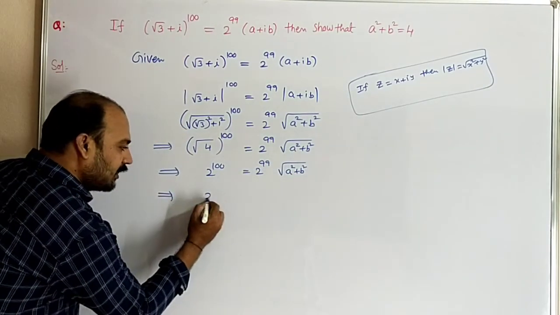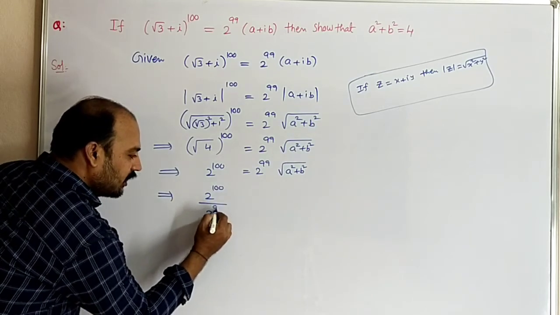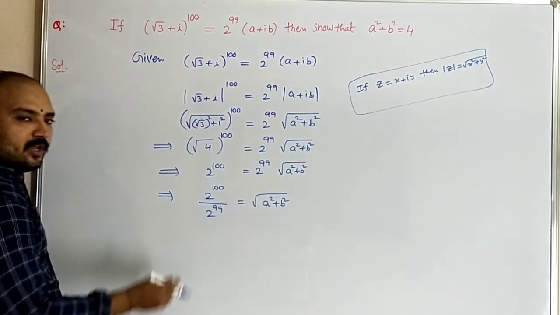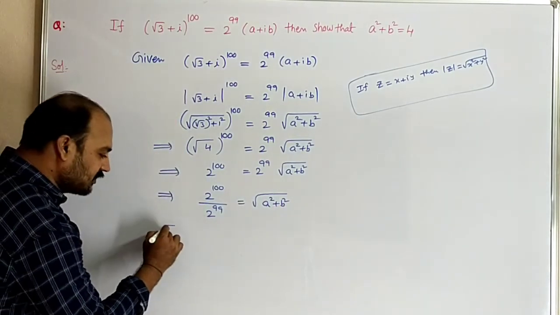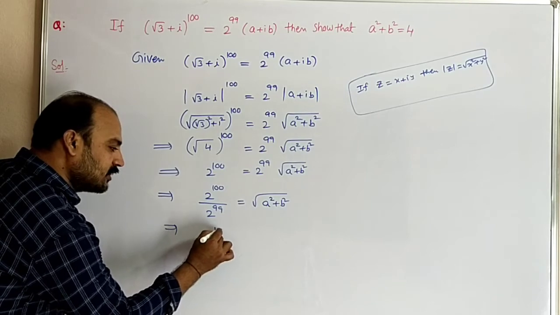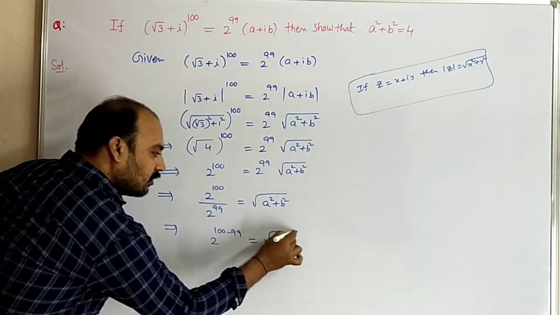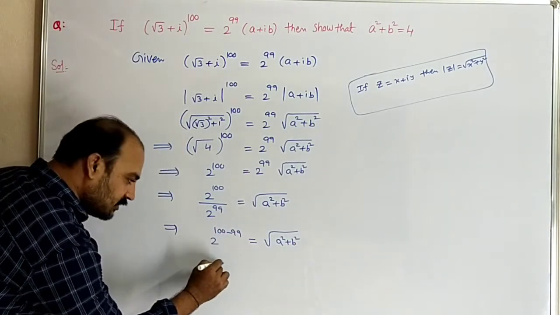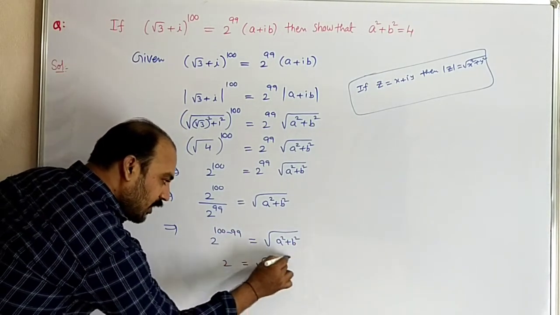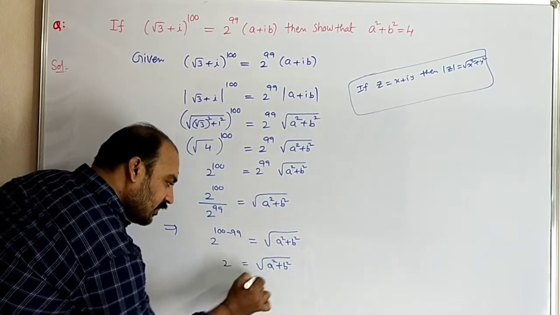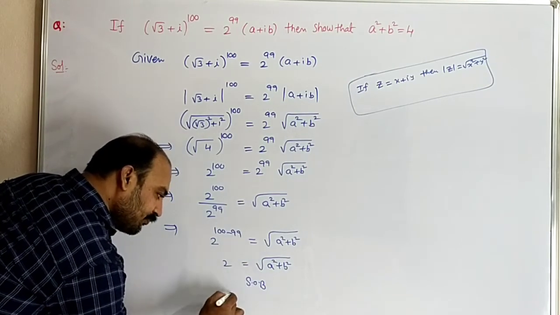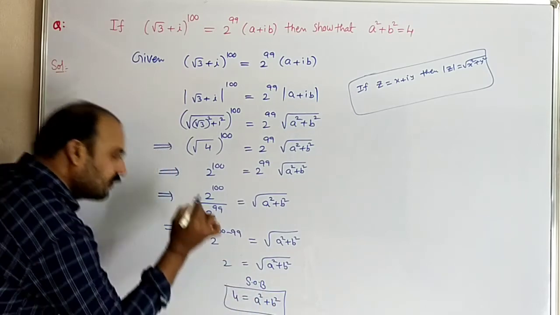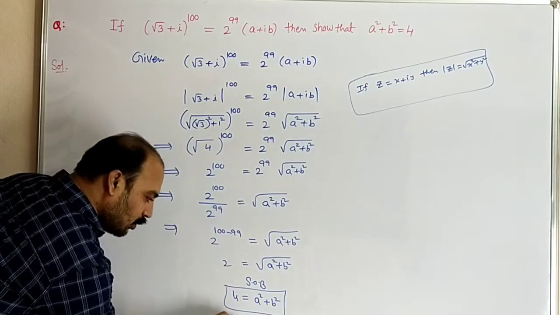So 2 power 100 divided by 2 power 99, you can take this side, equals square root of a square plus b square. a power m by a power n is a power m minus n. So 2 power 100 minus 99. For your convenience I am writing it, otherwise you can directly write. 2 power 100 minus 99 is 2 power 1. 2 is equal to square root of a square plus b square. Squaring on both sides, 4 equal to a square plus b square. They are asking to prove that only. Hence proved.